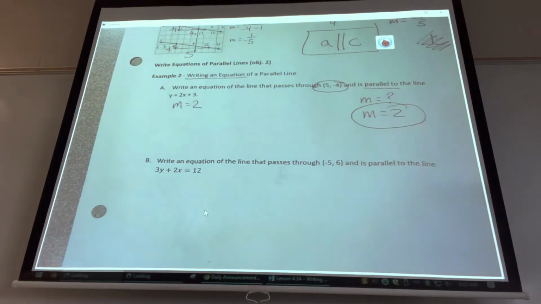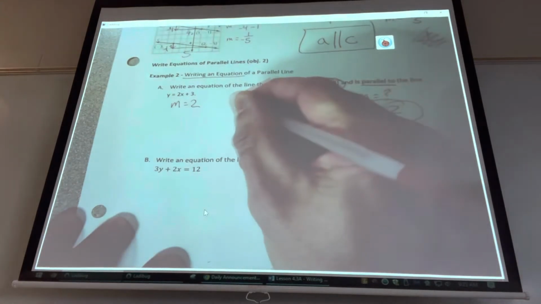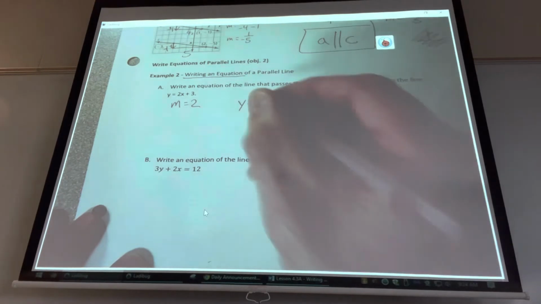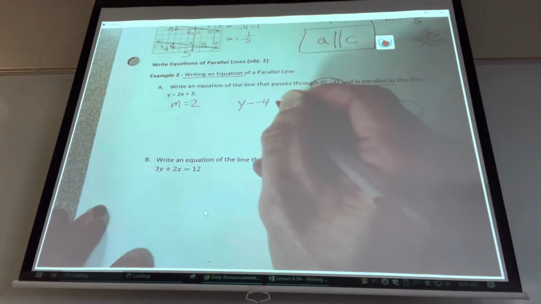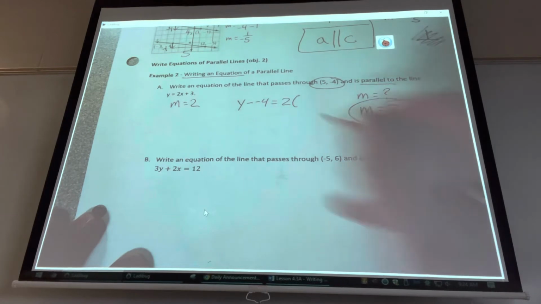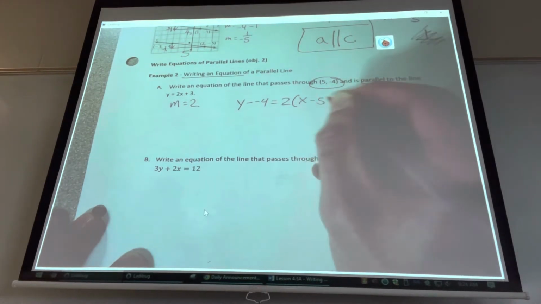So now we're going to do what we did yesterday and the day before. We're going to do point slope form. So y minus what? Y minus a negative 4 is equal to what? 2 times x minus 5.